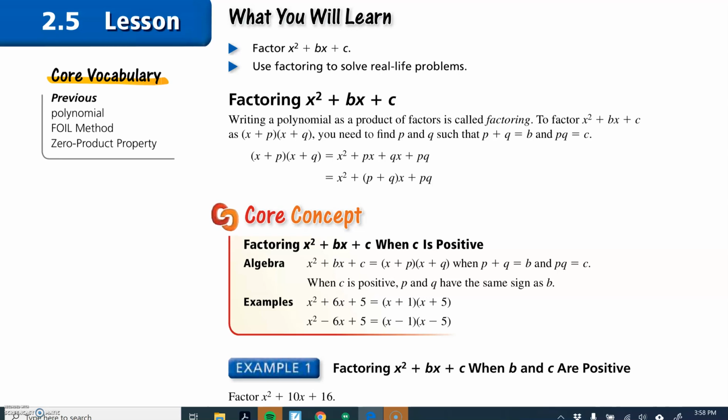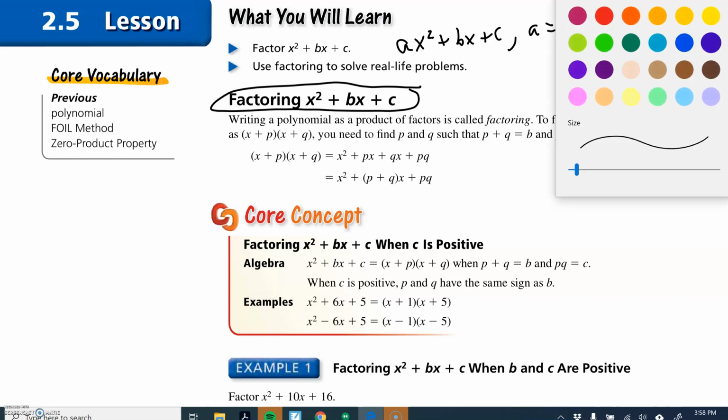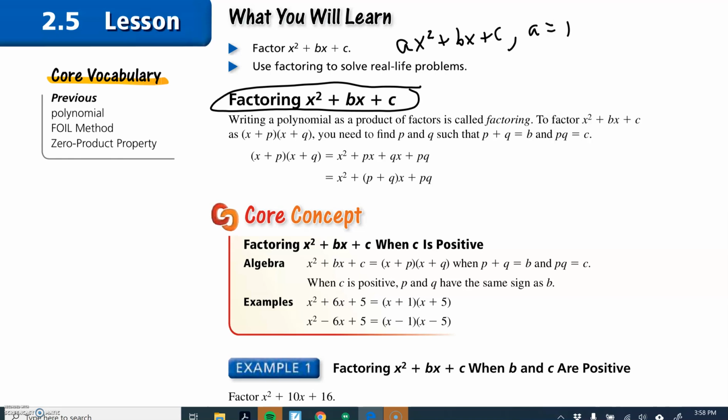Right, on the previous page we talked about taking a trinomial of the form x squared plus bx plus c, or ax squared plus bx plus c, where a equals 1, and writing that trinomial as a product of two binomials. We're going to continue on with that discussion.